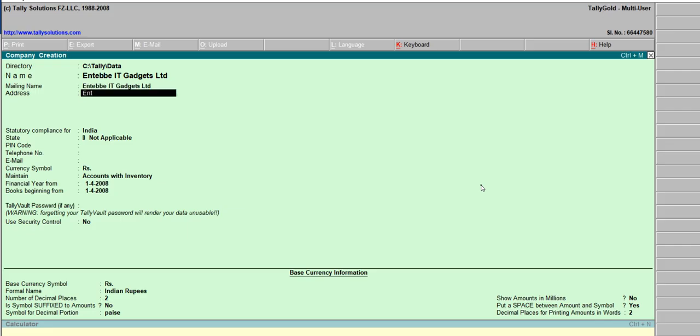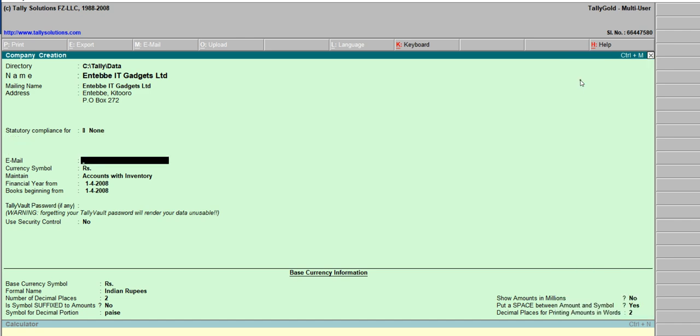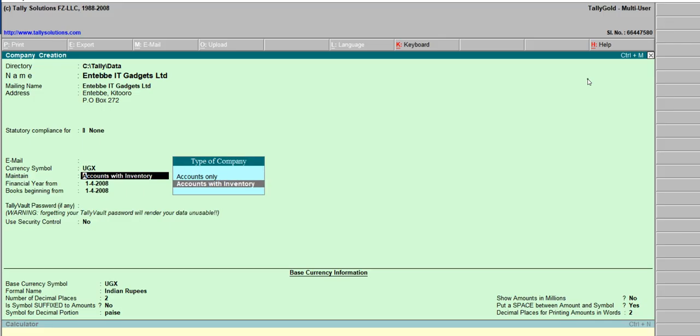Mailing name, address. We can say Entebbe Chitoro. PO box, you can say PO box 272. That is our address. Statutory compliance form, that's none. Email, we can skip the inventory. Currency symbol, let's use UDX.